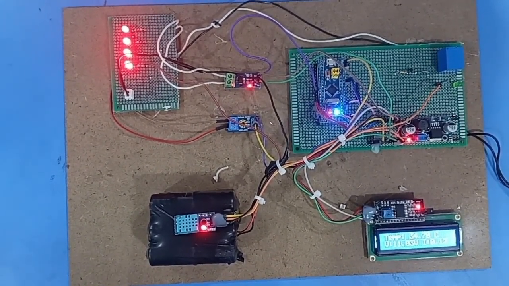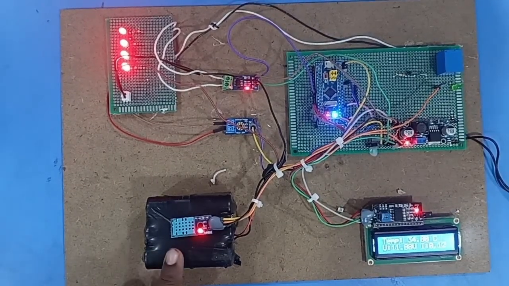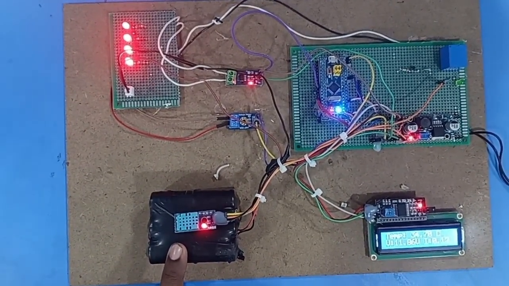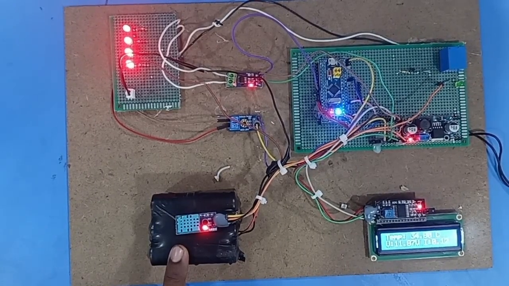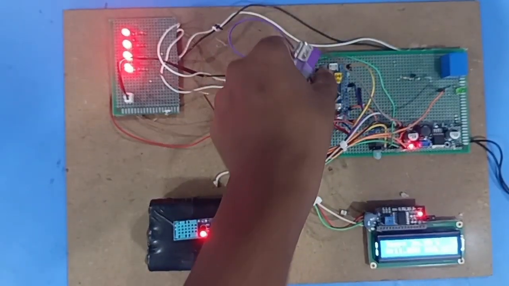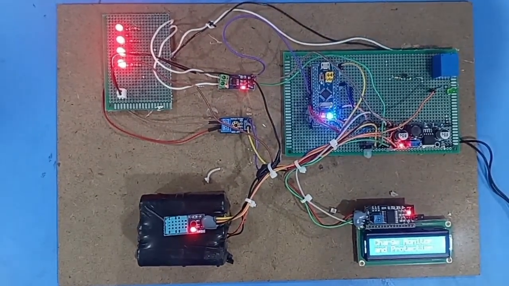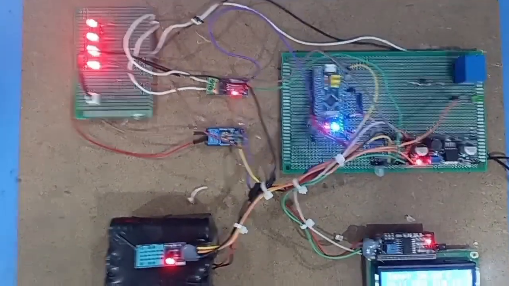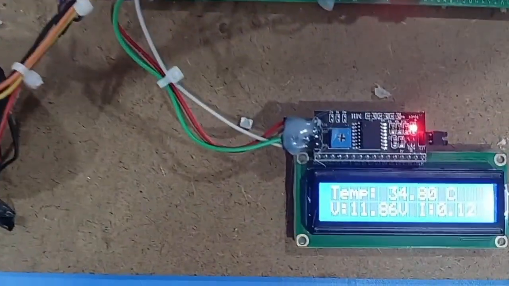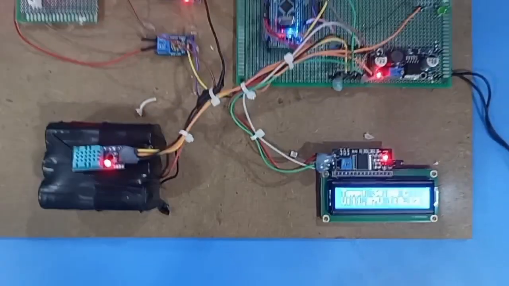We are using a relay to trip the charging to the battery whenever there is a surge, or else whenever there is a threshold temperature. Firstly, I'm just restarting my device. You can see the device shows charge monitor and protection system. The temperature we are getting is 34.88, the voltage is 11.86 and the current is 0.12.